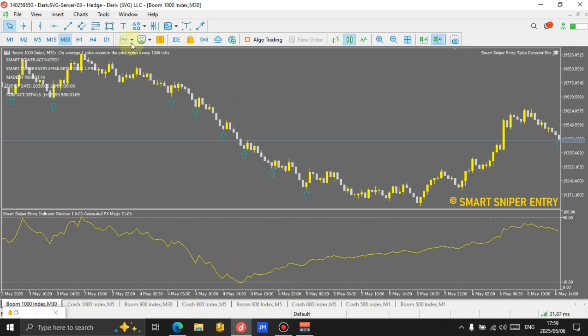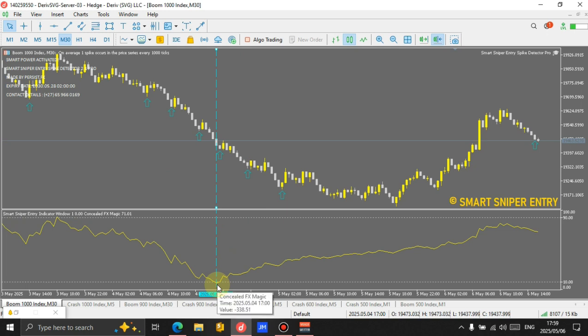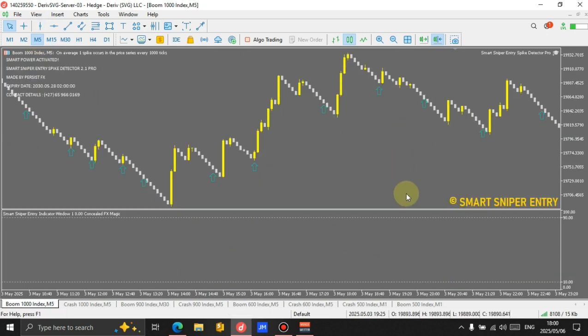So what this means is, let me just mark it out with the vertical line. Now that the 30-minute comes from the oversold level, we just confirm on the 5-minute. Let me just show you.